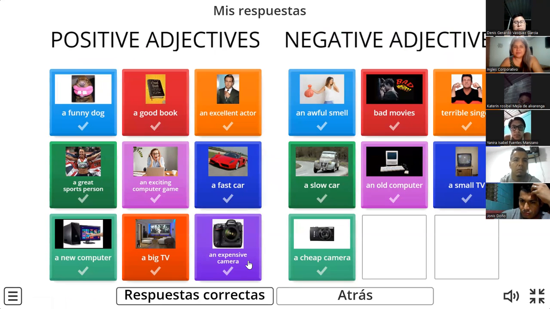Questions about this? ¿Preguntas? ¿Preguntas, dudas? Isabel, is it clear now? Ahí más o menos, teacher. Ya más o menos. Okay, okay, good. Someone else? ¿Alguien más que tenga dudas?